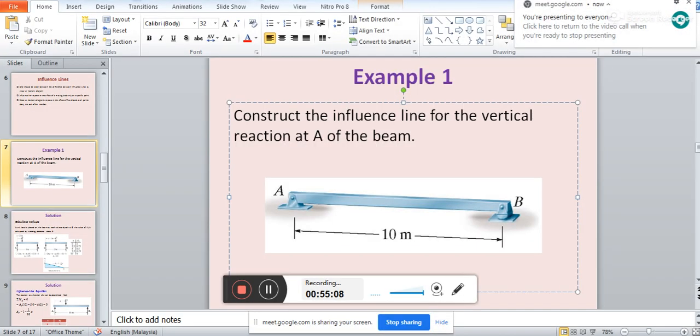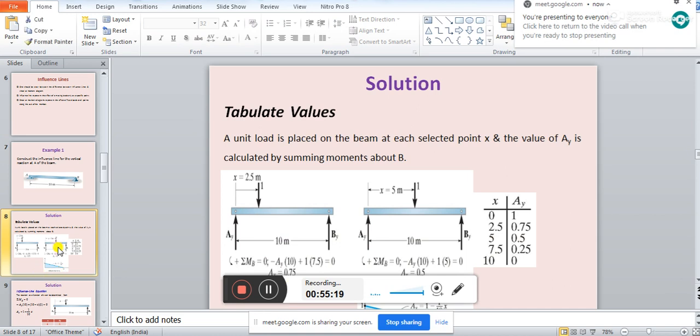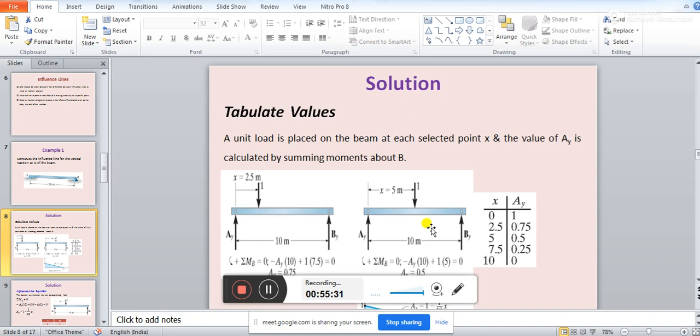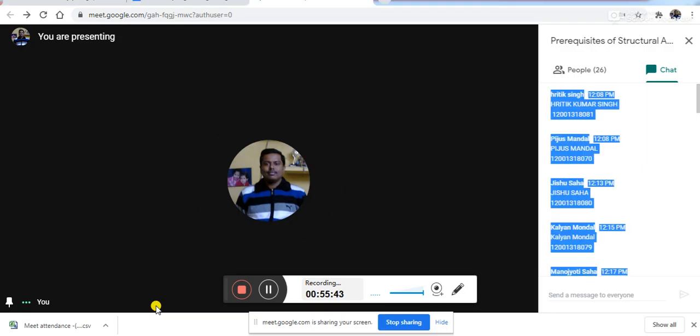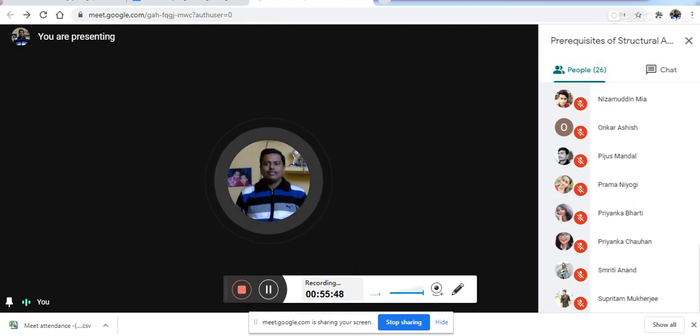Okay, let's see. Suppose you want to construct the influence line for the vertical reaction at A of the beam. I just wanted to give you this solution. See what you will have to do for finding influence line, what I have said. Tell me, anyone can tell? First step, what will you have to do? Tell me.